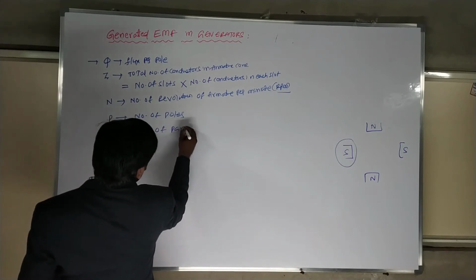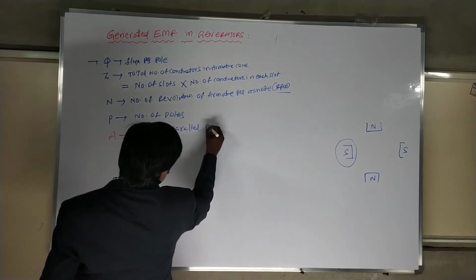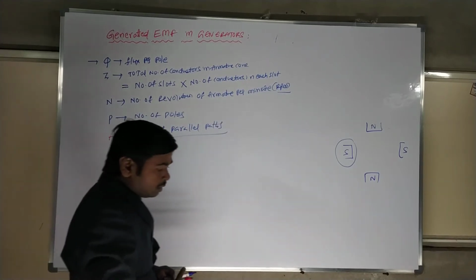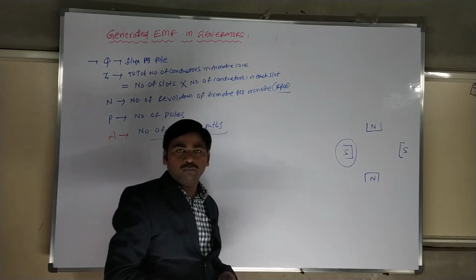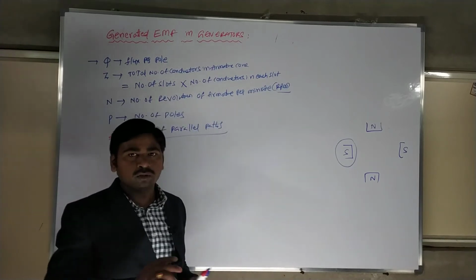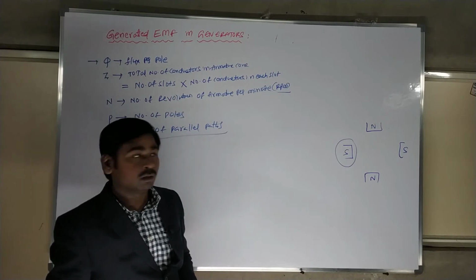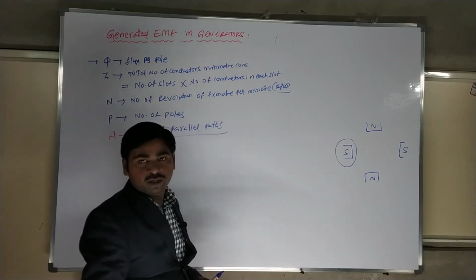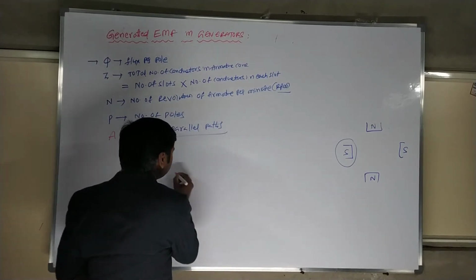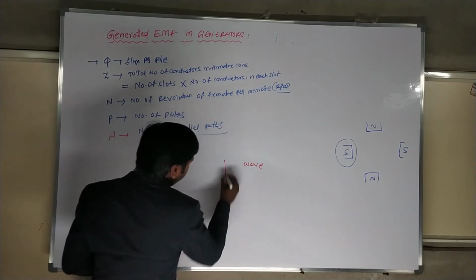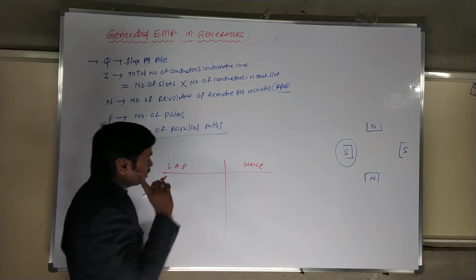A is the number of parallel paths. I think we already discussed this in lap winding and wave winding. If you want to see that, watch the lap winding and wave winding video. In the case of lap winding, let us take a 4-pole machine. For your understanding, I can also write wave winding. Let us take a 4-pole machine.